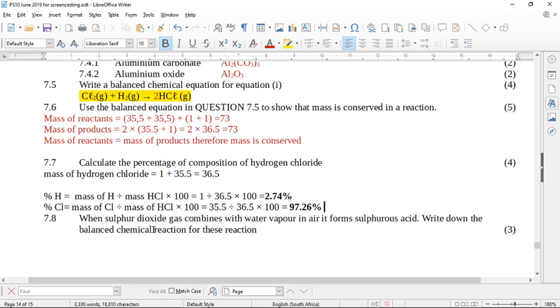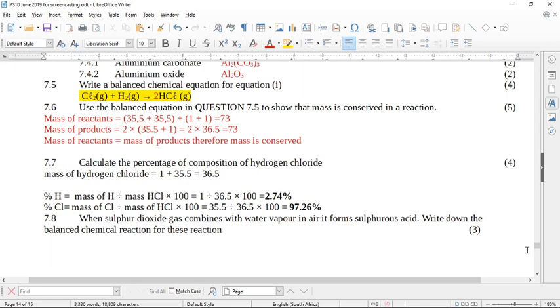Now it says to you, when sulfur dioxide gas combines with water vapor and air, it forms sulfurous acid. Write down the balanced chemical equation for this reaction. Now this is 3 marks. So now some of you will not know what's the formula for sulfurous acid. You can get at least some of the marks if you know what is sulfur dioxide and water vapor.